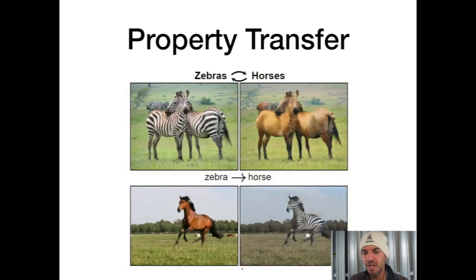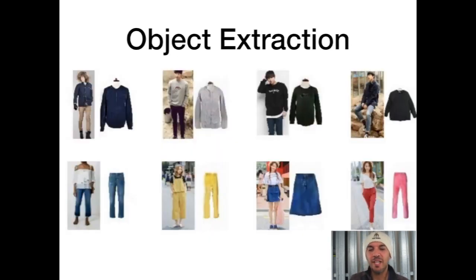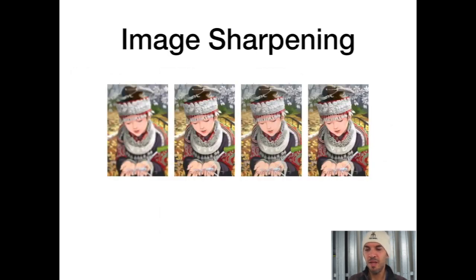In my opinion, you can, for example, transfer properties of images. So you have zebras which have the skin of a horse, or you have a horse which has the skin of a zebra. Or you can extract objects from images. For example, you can extract clothes from persons. Pretty impressive. Then here's an example of image sharpening.